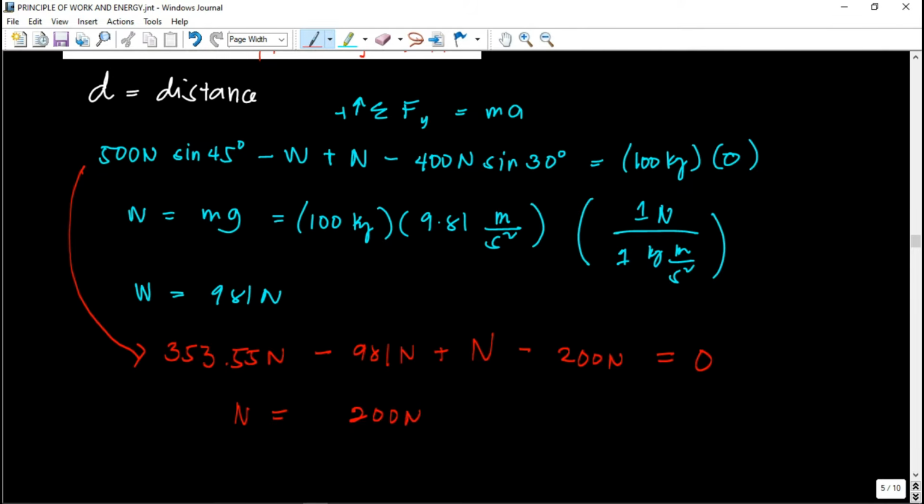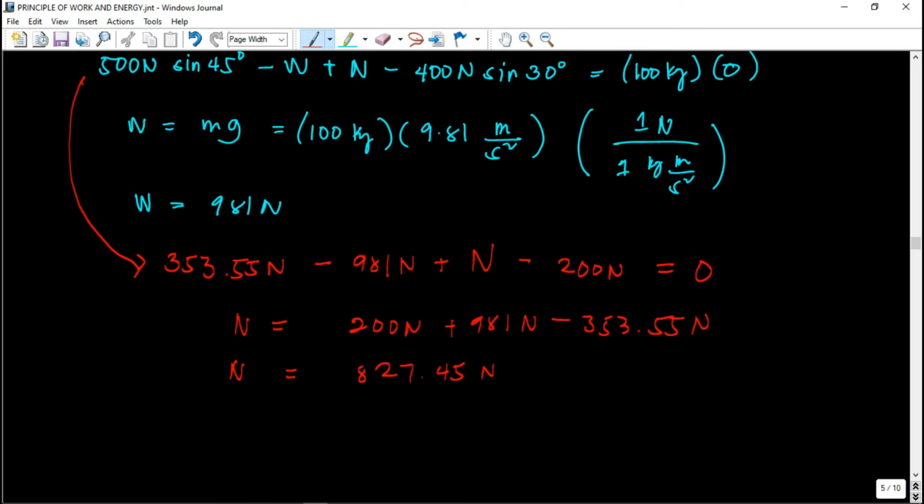So N becomes positive if you put that to the right, or we add 200 newtons and 981 newtons to both sides and subtract 353.55 newtons. So the normal force is 827.45 newtons. This is our normal force.